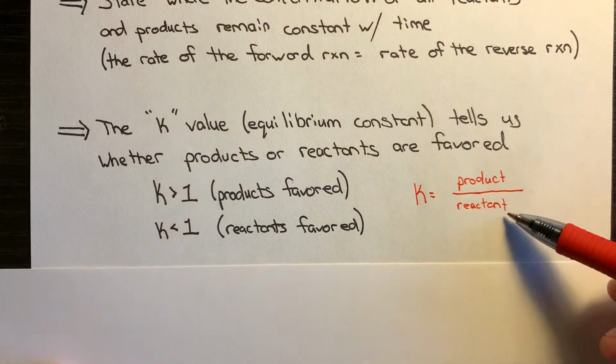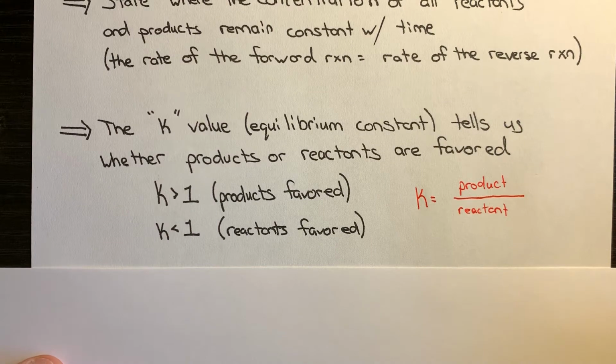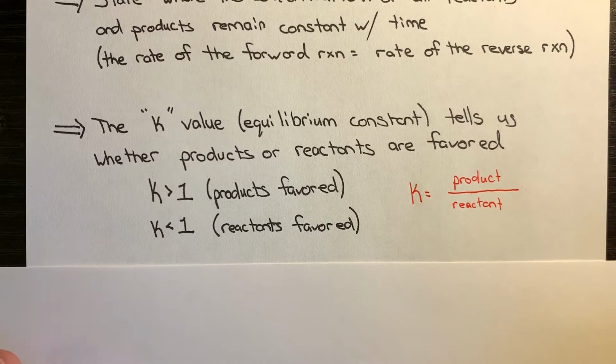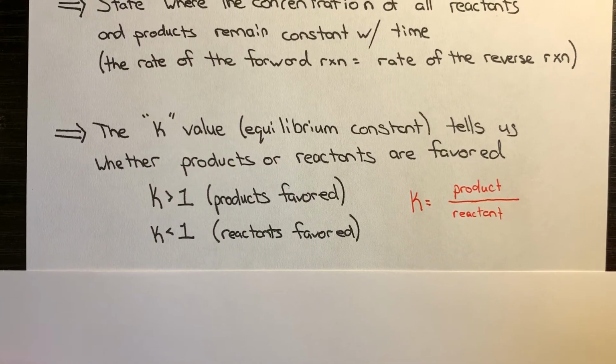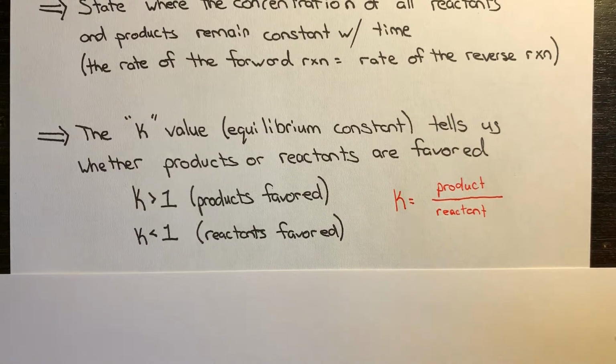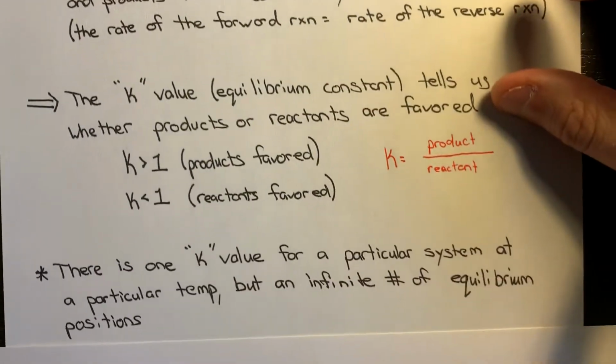Now, obviously, it's a little bit more complicated than this. We might have multiple products. We might have multiple reactants. We need to take into account coefficients from a balanced equation and how that manifests in terms of exponents. And we'll take a look at that here in a moment.